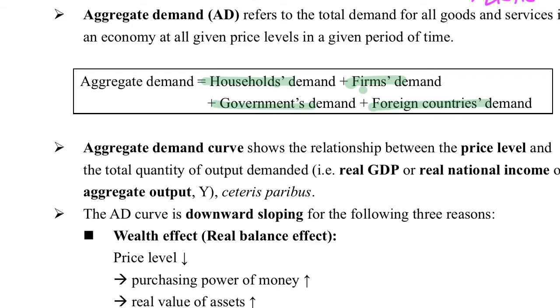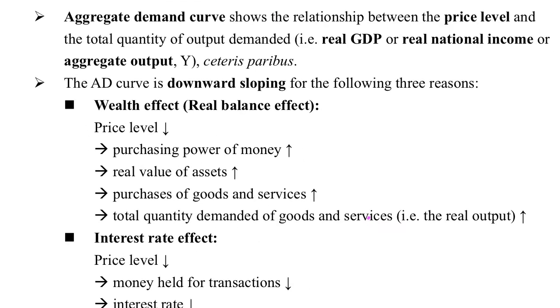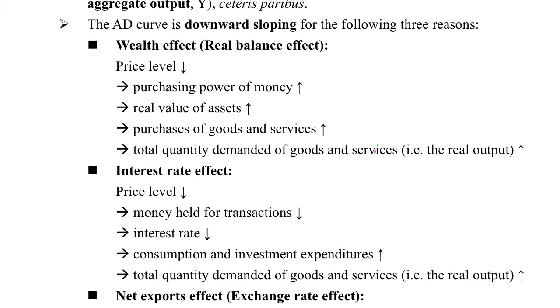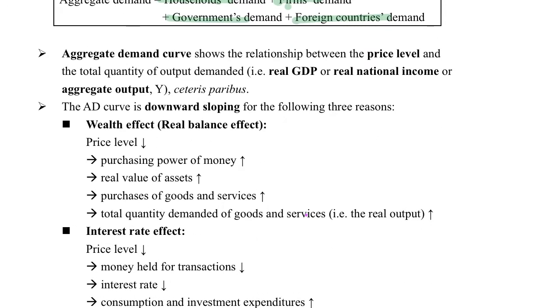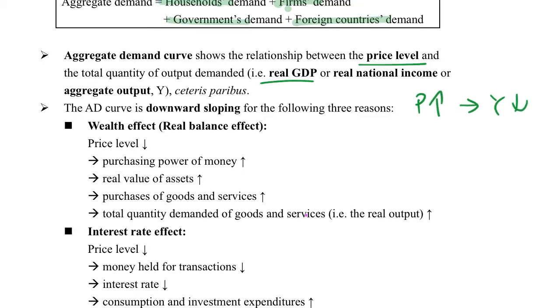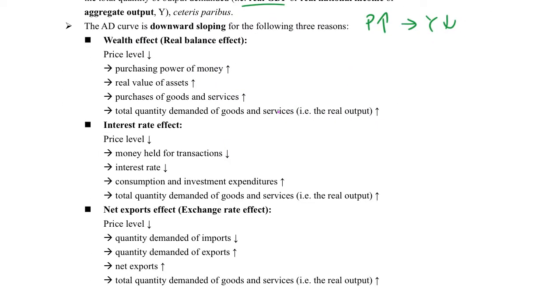It is a reverse effect, so if there is more import, the AD decreases, but with more export, the AD will increase. Now we have to understand the reasons why, because the AD is talking about the relationship between the price level and the real GDP. We know that when the price level increases, ultimately our output will decrease. But why? There are several effects, and in the real DSE examination, this is a must topic to memorize.